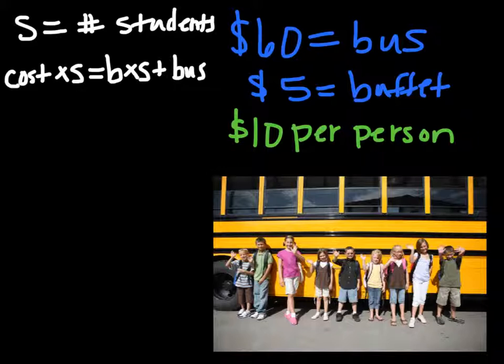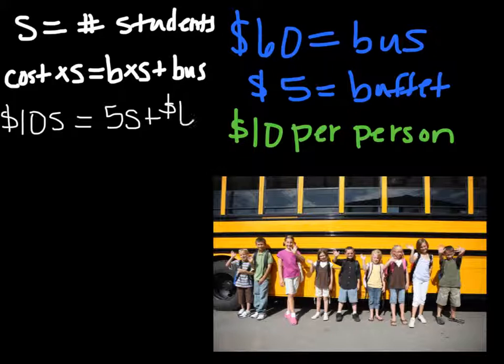Now let's substitute in what we know. We want our cost per student to equal $10 for S number of students. We don't know the number of students yet. The price for the buffet is $5 per student plus the cost of the bus, $60. So our equation will be set up as 10S equals 5S plus 60.